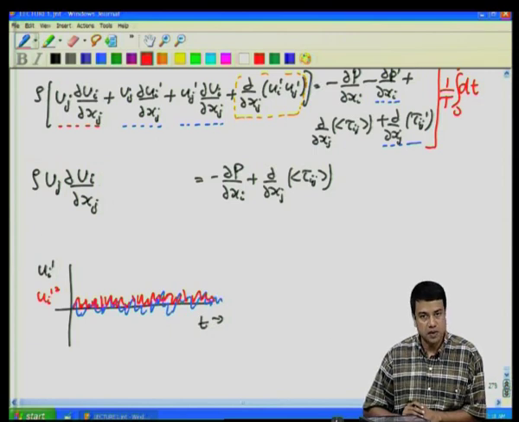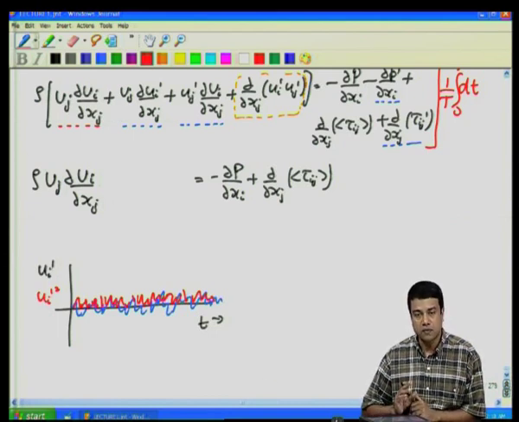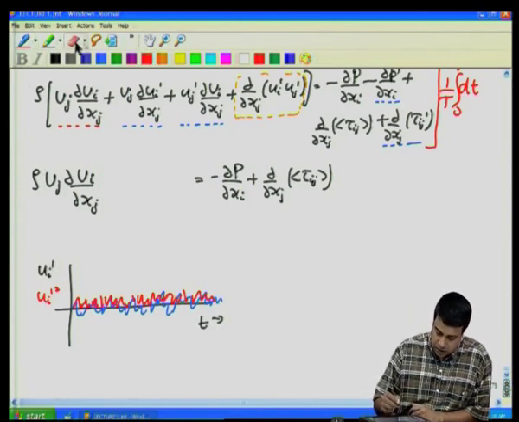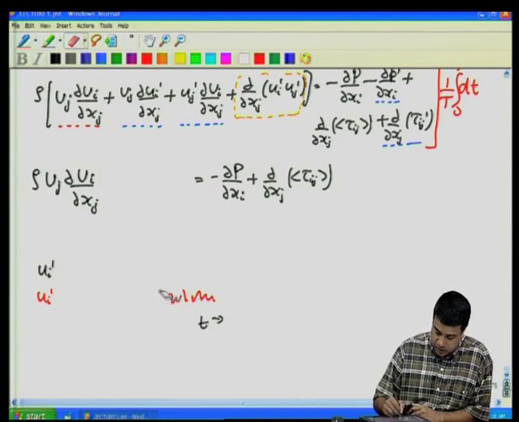So, ∂/∂x_j of u_i' u_j' contains the product of two fluctuating quantities. If those two fluctuating quantities were independent of each other, then of course it would be 0. But if they are correlated to each other, the average in general does not have to be equal to 0. So, for that reason, this term is in general non-zero.